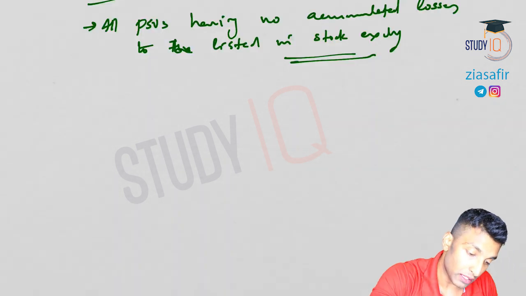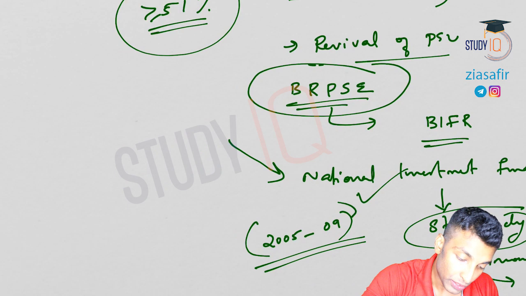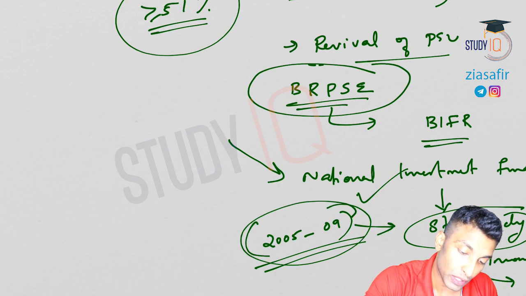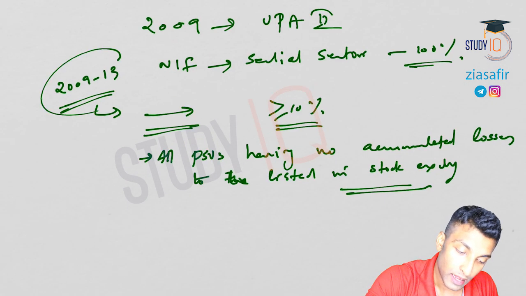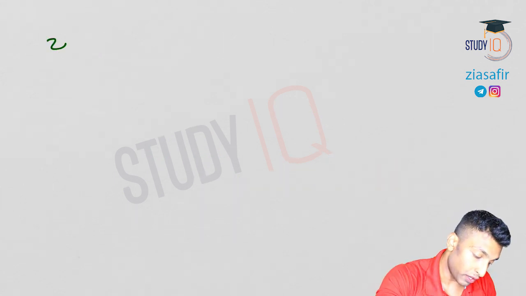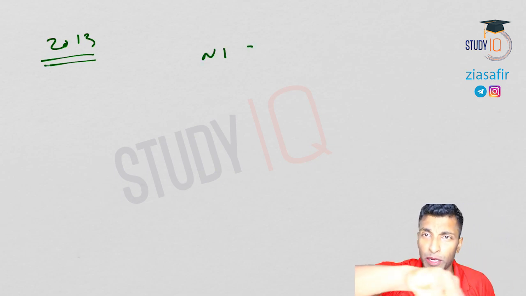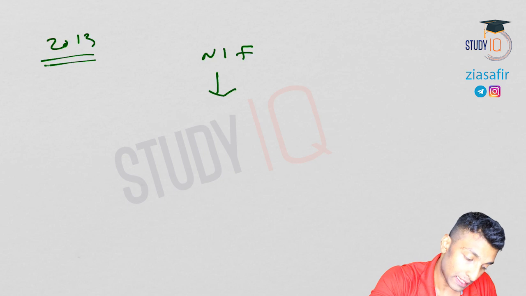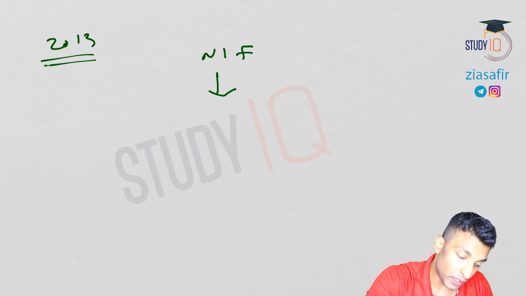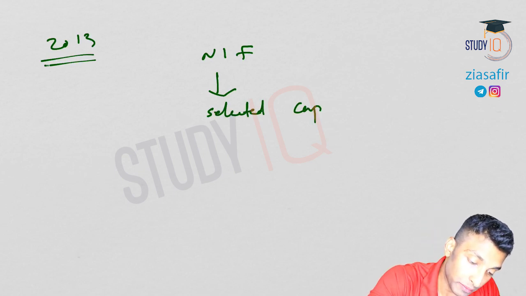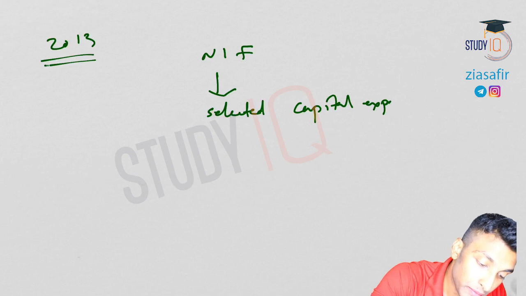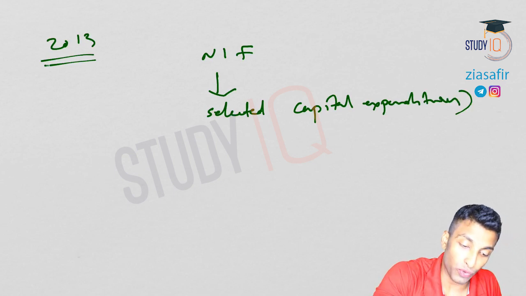Now from 2013, this was till 2013, right? So this is how 2005 to 2009 NIF will be used like this. 2009 to 2013 directly NIF will be used here for this thing. Now 2013, the disinvestment proceeds will go to NIF, the National Investment Fund. Now this will be used in selected capital expenditure. So what do you mean by this?